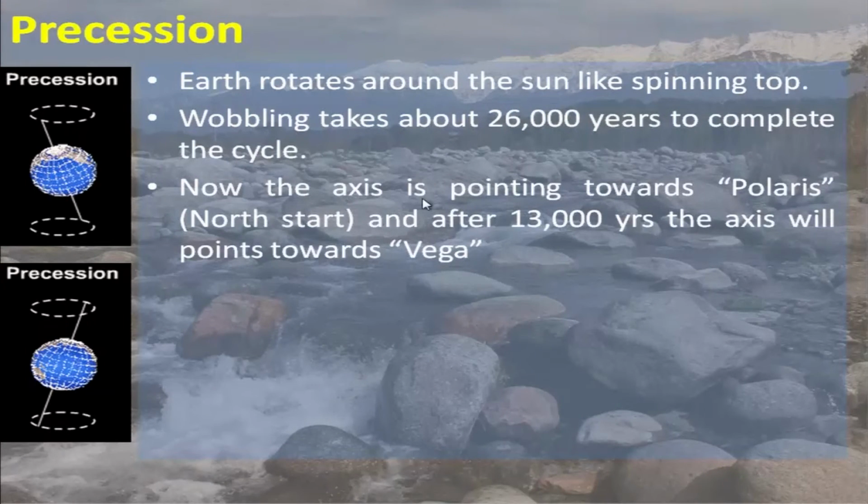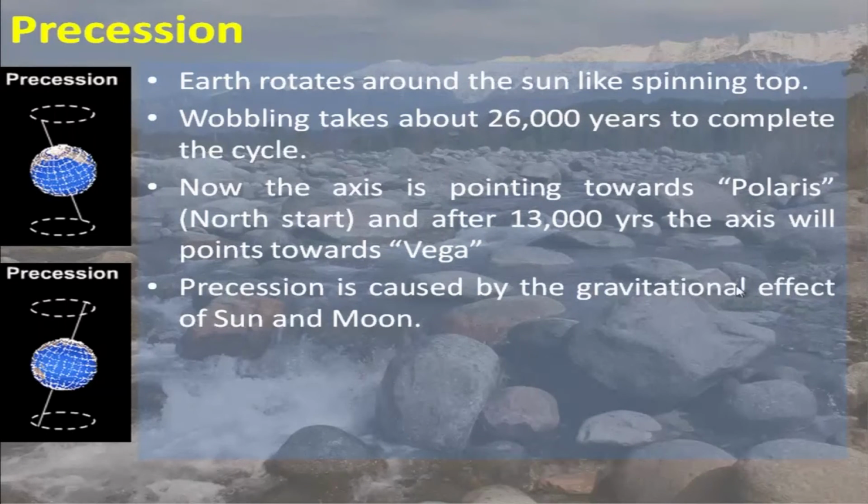Now the axis is pointing towards Polaris, that is the north star. After about 13,000 years, the axis will be pointing towards Vega. So, this will change the direction of the axis. It will keep on rotating on the same axis, but the wobble will result in a change in the position of the axis. Right now, it is pointing towards the north star, but after 13,000 years it will point towards Vega. So, definitely there will be a climate change.